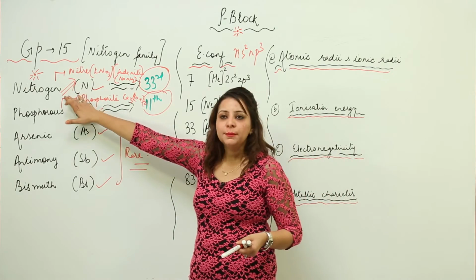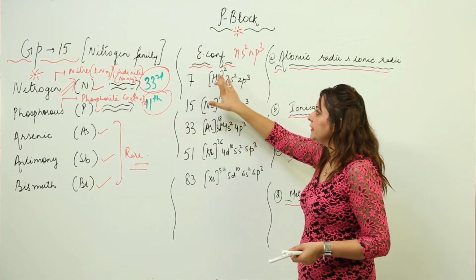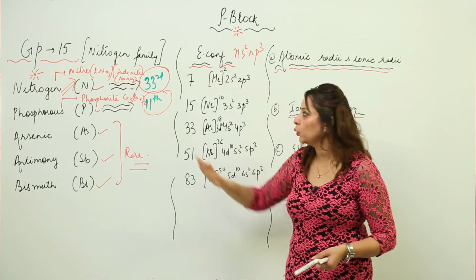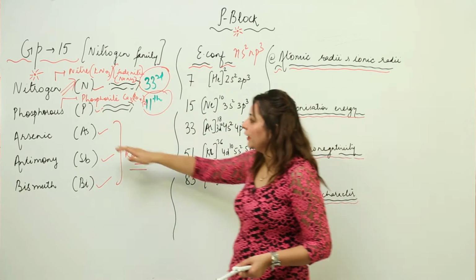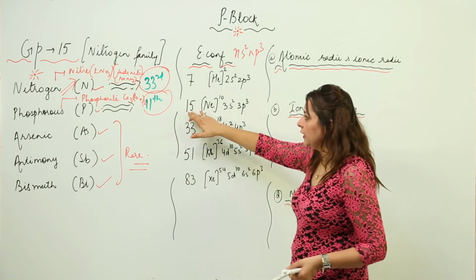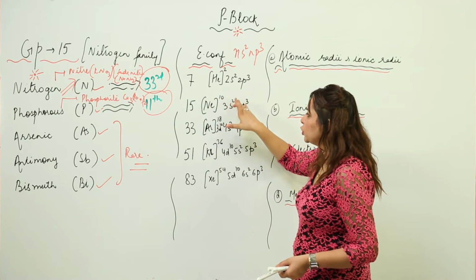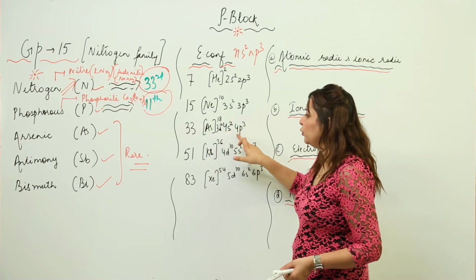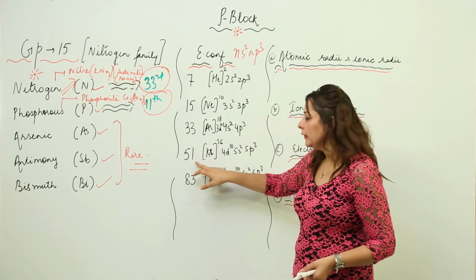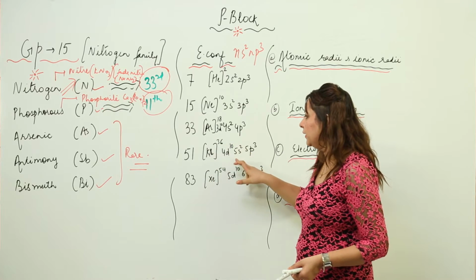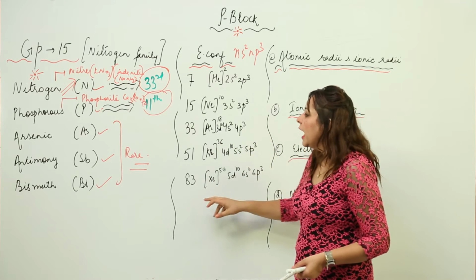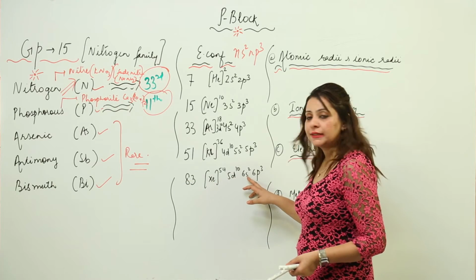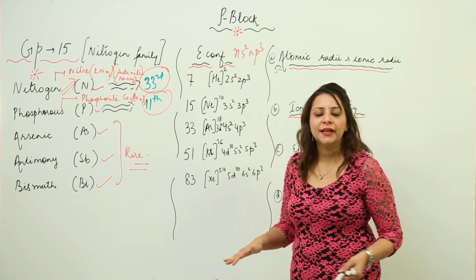The atomic number of nitrogen is 7, so it is helium 2, 2s2, 2p3. That means the total is now 7. Likewise for phosphorus, atomic number 15, it is neon 10, 3s2, 3p3. Arsenic is 33, so argon 18, 3d10, 4s2, 4p3. Antimony is 51, so krypton 36, 4d10, 5s2, 5p3. And bismuth is 83, so xenon 54 followed by 5d10, 6s2, 6p3. This is how you are going to write the electronic configuration.